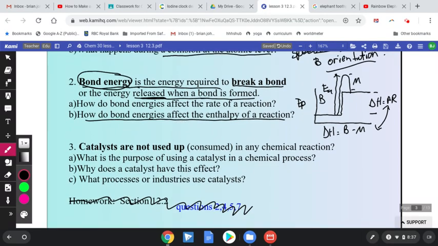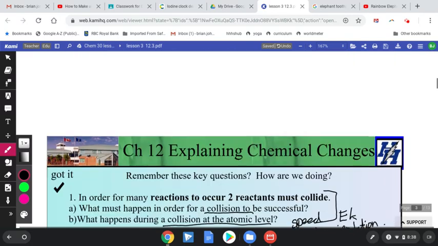So today we're going to look at catalysts. So a key idea, catalysts are not used up in any chemical reaction. That is very important. They're not a reactant and they're not a product. Okay, they are not consumed. You get them back at the end of the reaction. So what is the purpose? How do they work? And what industries use catalysts? So that's what we're going to be looking at today.